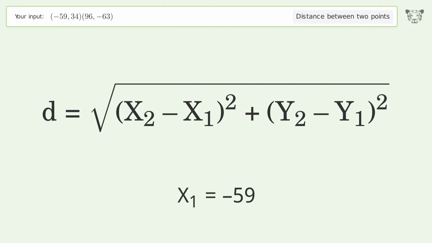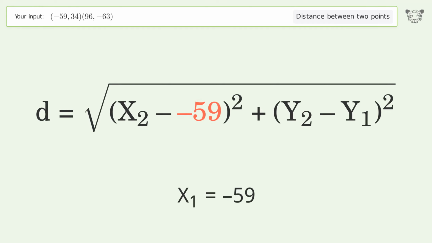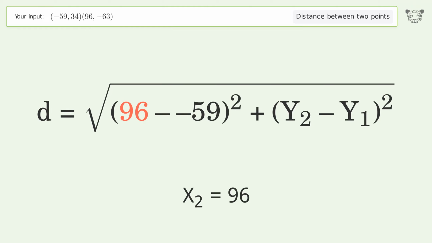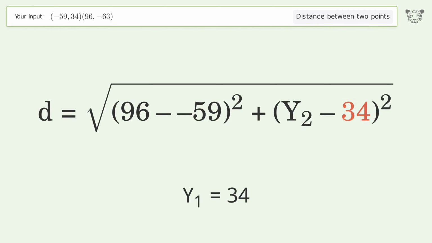x1 equals -59. x2 equals 96. y1 equals 34. y2 equals -63.